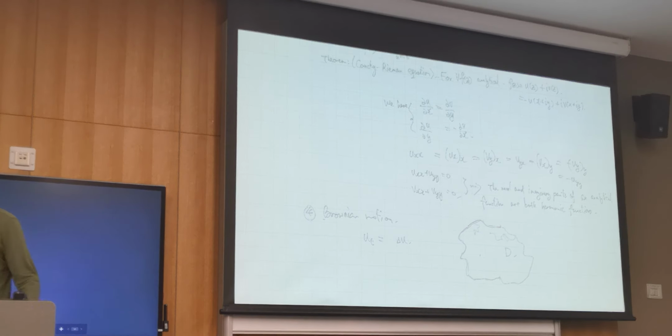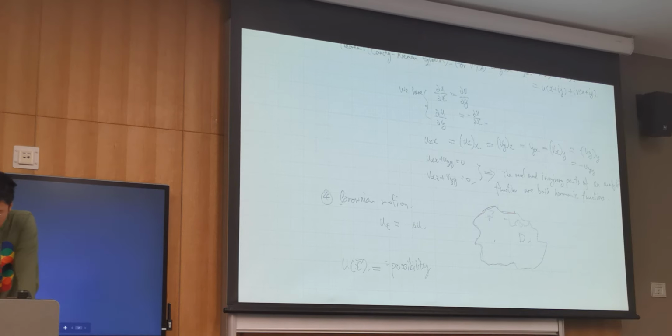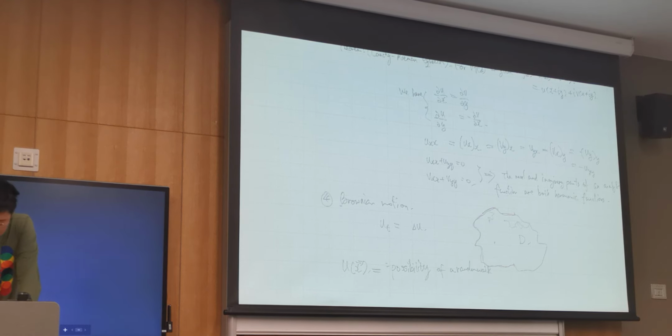So now, let me use u(x) to describe the possibility of a random walk starting from x and hitting the red part of the boundary.